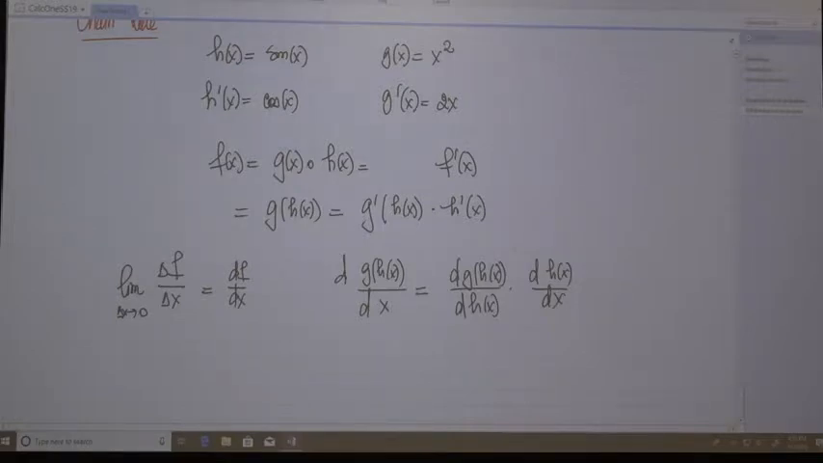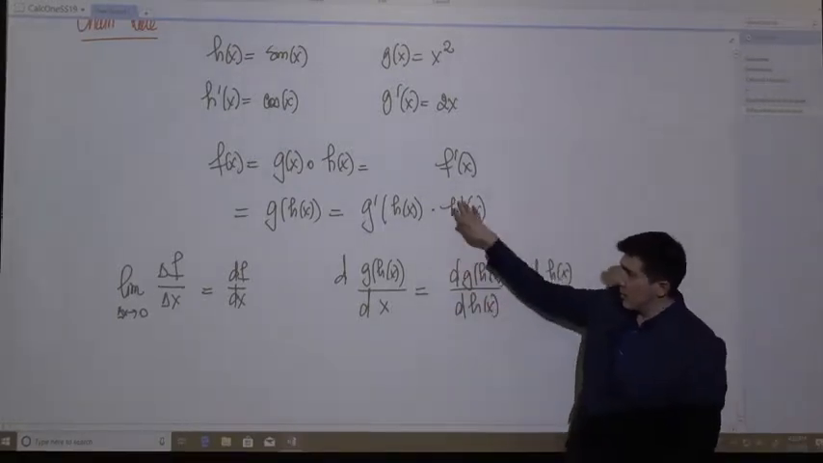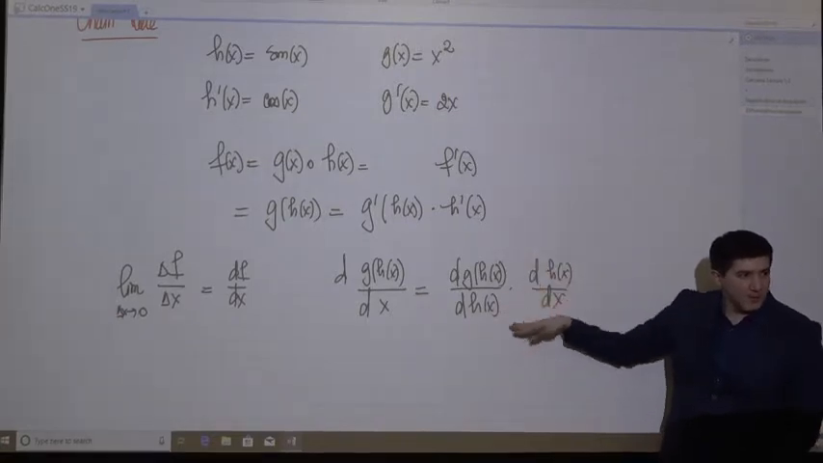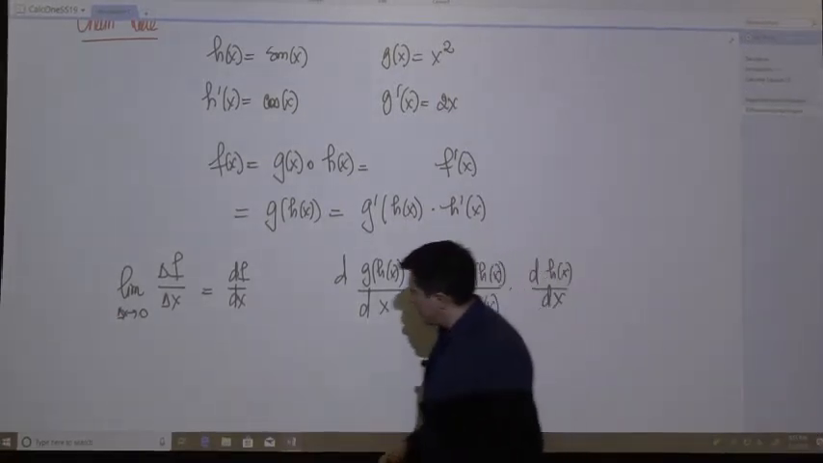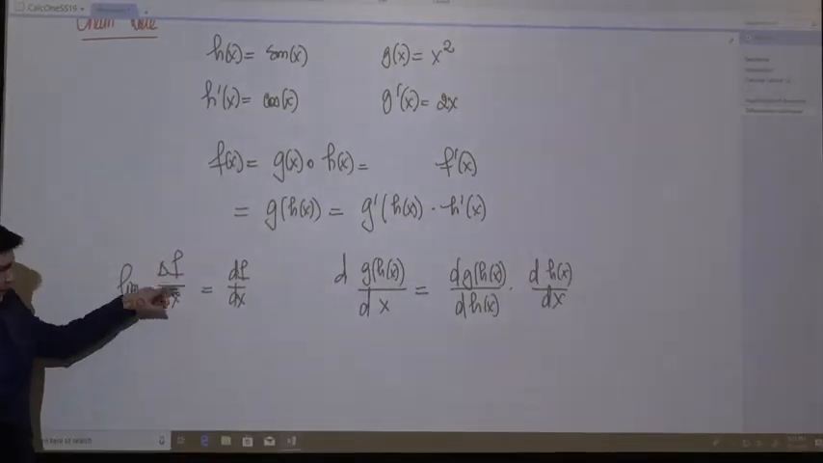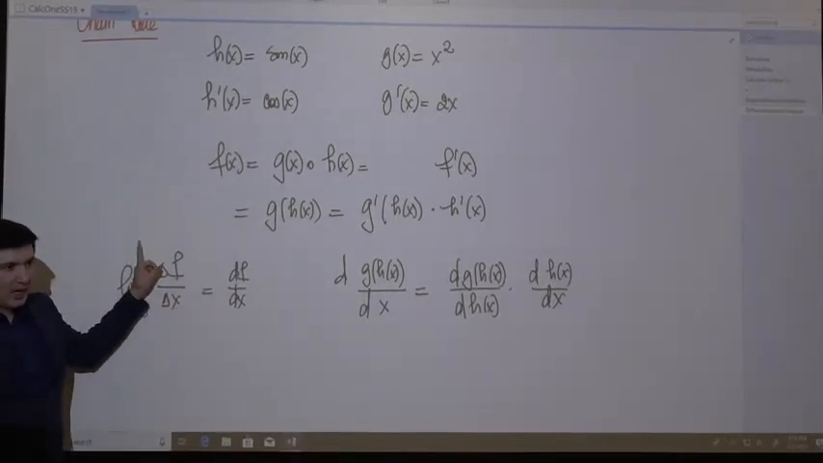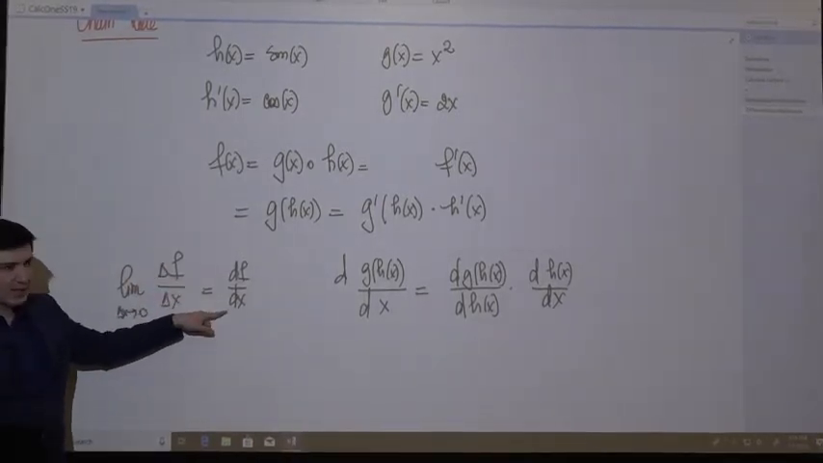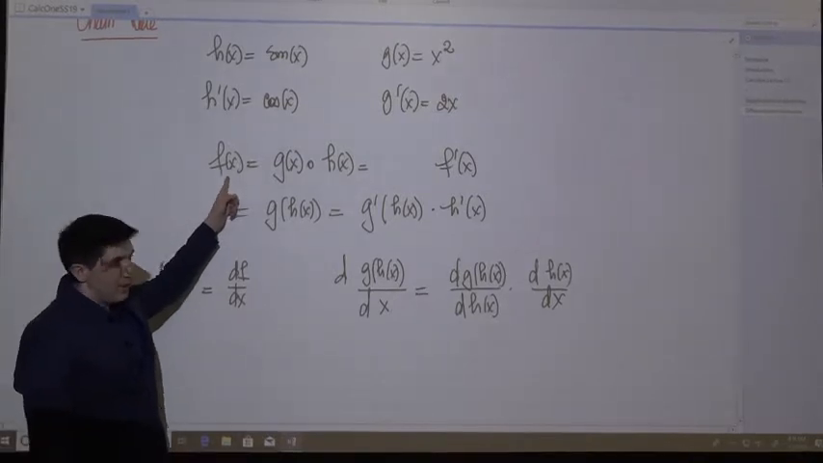Okay? Now look at the two formulas and verify that they are the same. Do you remember? F prime was simply df over dx, right? F prime is df over dx. So here, you would like to find this f prime, right?